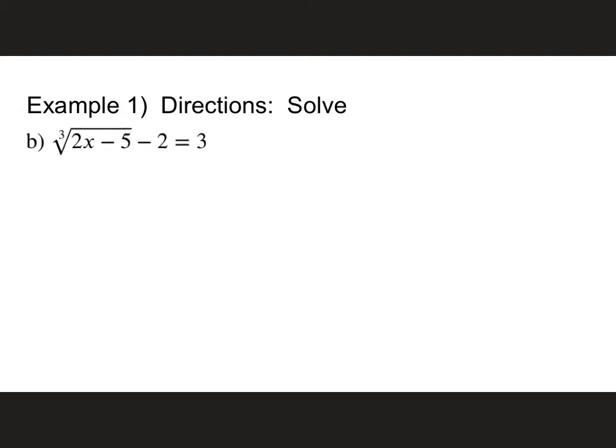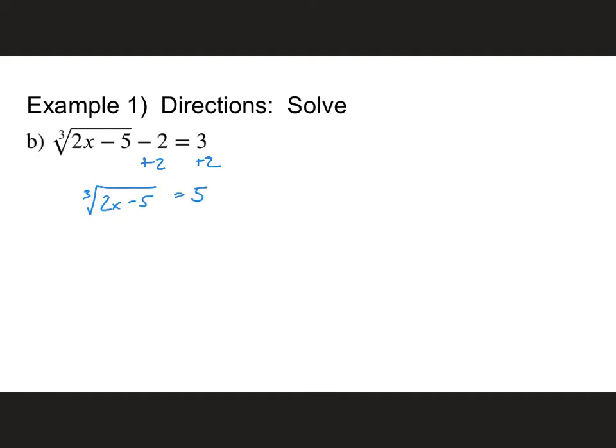In this particular problem, we have the third root of the quantity 2x minus 5, minus 2 equals 3. And we're going to do the same idea here. We're going to isolate the radical. So that means getting rid of the minus 2. So we'll add 2 to both sides. That gives me the third root of 2x minus 5 equals 3 plus 2, which is 5.